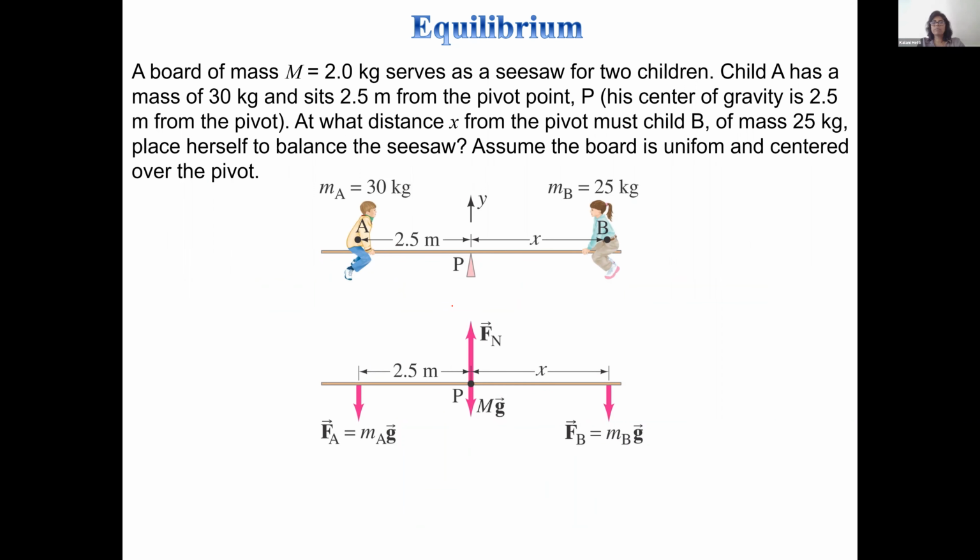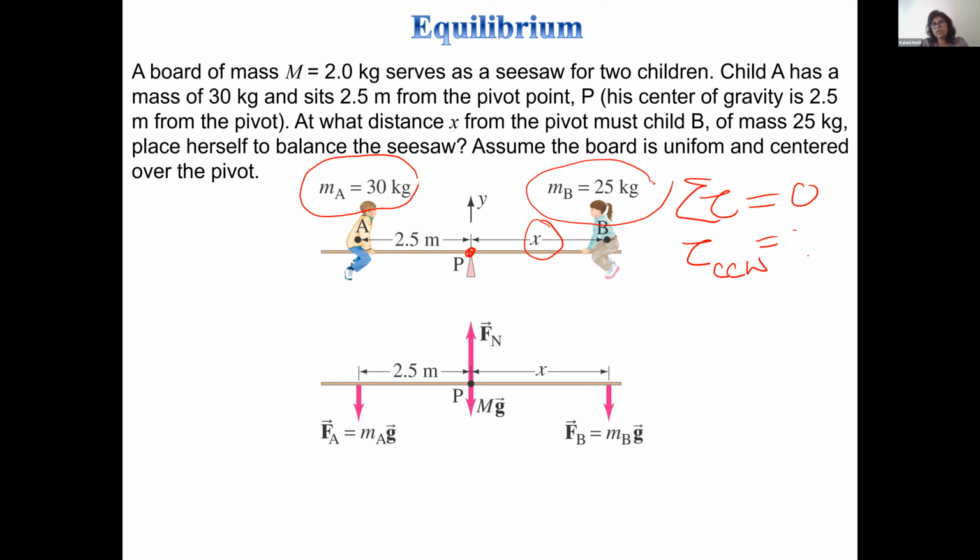And I have a simple example here. Everybody knows how the seesaw works, right? If I have a 30 kilogram boy and a 25 kilogram girl, and this is the pivot point, then if the boy is sitting 2.5 distance away, what is the distance that the girl should sit to make the seesaw balance? That is basically using your net torque equals 0. That is the equilibrium condition. Then you're going to write torque counterclockwise equals torque clockwise.